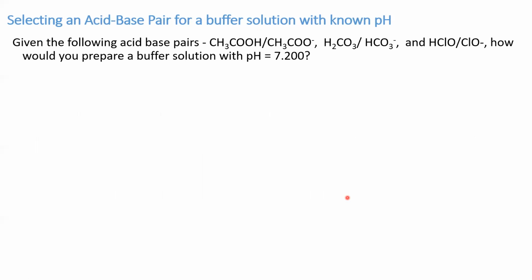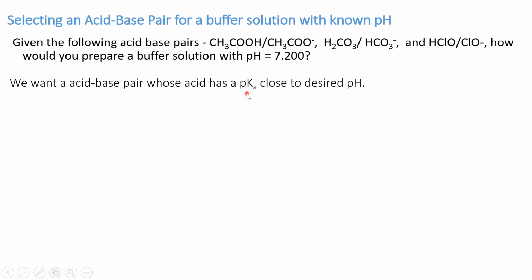So let's say that we're given 3 possibilities for a buffer solution we want to make. We could make a buffer solution out of acetic acid and acetate ions. We could make a buffer solution between carbonic acid and hydrogen carbonate ions. Or we could make a buffer solution between hypochlorous acid and hypochlorite. And let's say we want to make a buffer solution that has a pH of 7.200. Well, which buffer solution is going to be the most effective?